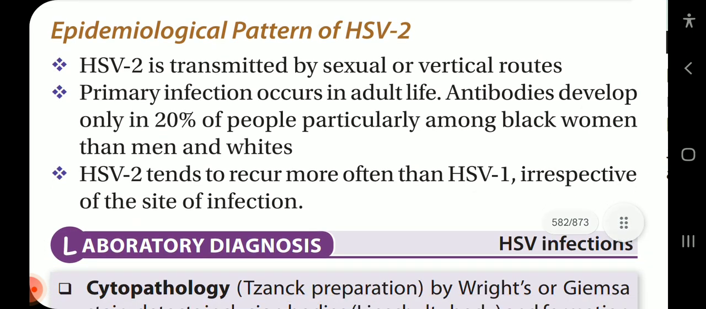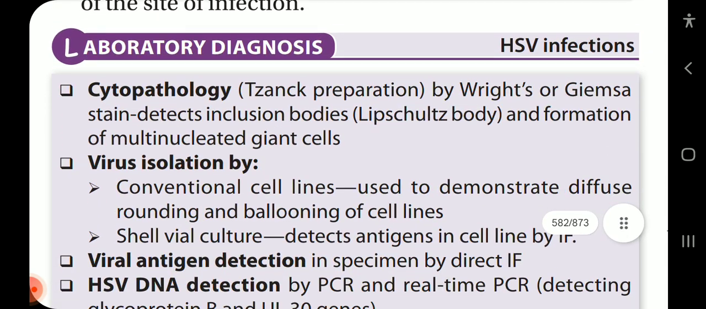Epidemiological pattern of HSV-2. HSV-2 is transmitted by sexual or vertical routes. Primary infection occurs in adult life. Antibodies develop only in 20% of the people, particularly among black women than men and whites. HSV-2 tends to recur more often than HSV-1 irrespective of the site of infection.